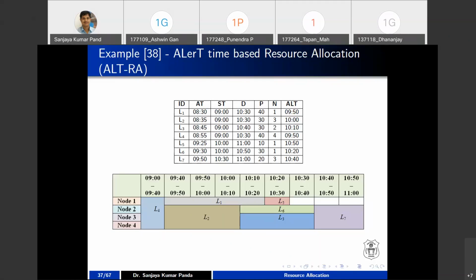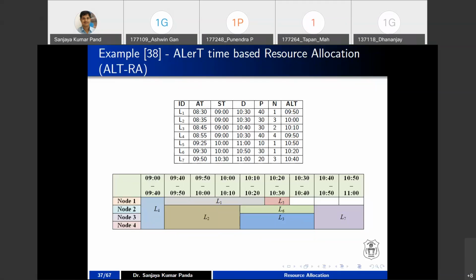I told you three things: one is the token issue time, the next one is the token alert time. Alert time is nothing but, suppose you require 1 hour before 5 p.m., so your alert time is 4 p.m., because 5 p.m. minus 1 hour is equal to 4 p.m. Another is the token expiry time. If you do not start at 4 p.m., as it will require 1 hour, then the token will expire. So let us see how we are going to schedule using this alert time based resource allocation.